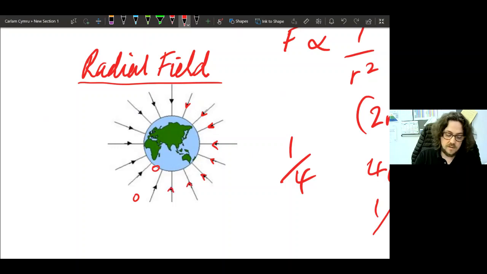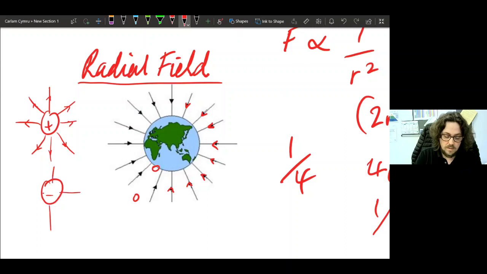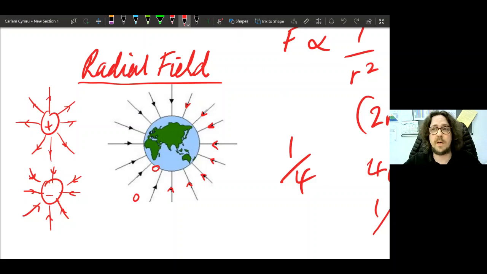Now, when you do electric fields, you can have arrows which will point outwards, or you can have arrows that will point inwards. The arrows on our electric fields indicate the direction that a positive charge would move. In the case of gravity, it's only ever an attractive force. Gravity only ever pulls objects closer to one another. Unlike electrostatic forces, which can repel objects, two negative charges will repel and push each other away. Gravity is only ever attractive.